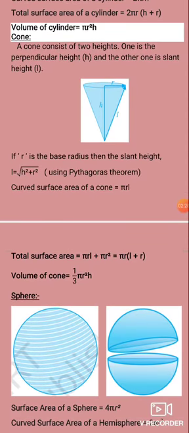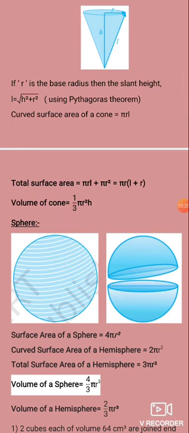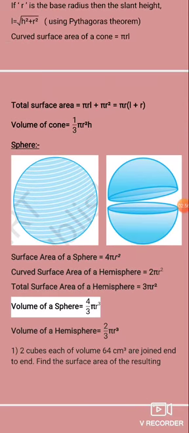The last solid is a sphere and also a hemisphere. So surface area of the sphere is equal to 4 pi r square. Curved surface area of the hemisphere is equal to 2 pi r square and total surface area of the hemisphere is equal to 3 pi r square. Then volume of the sphere is 4 by 3 pi r cube and at last the volume of the hemisphere is equal to 2 by 3 pi r cube. So these are the equations. Now we can move to the problems.